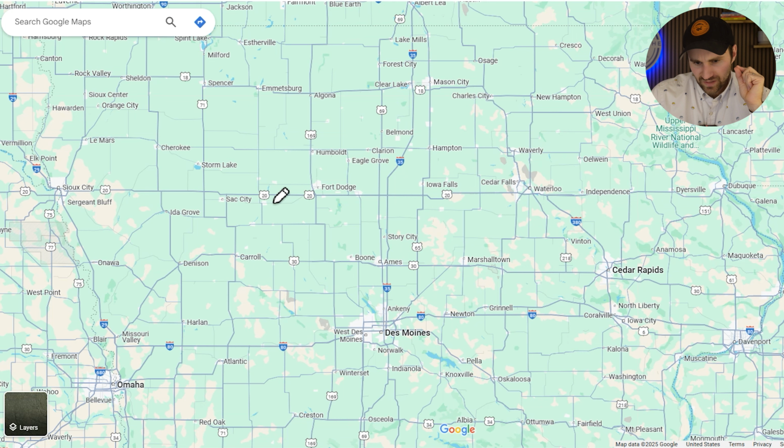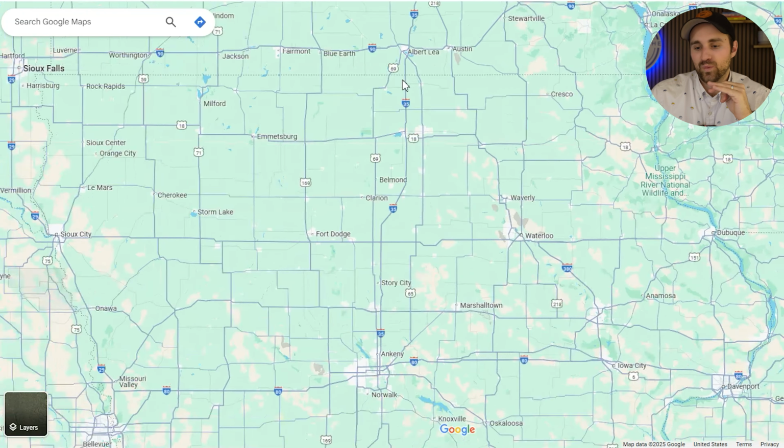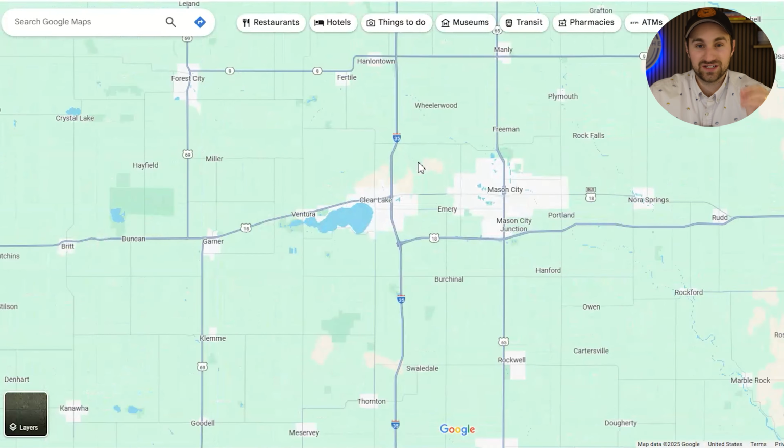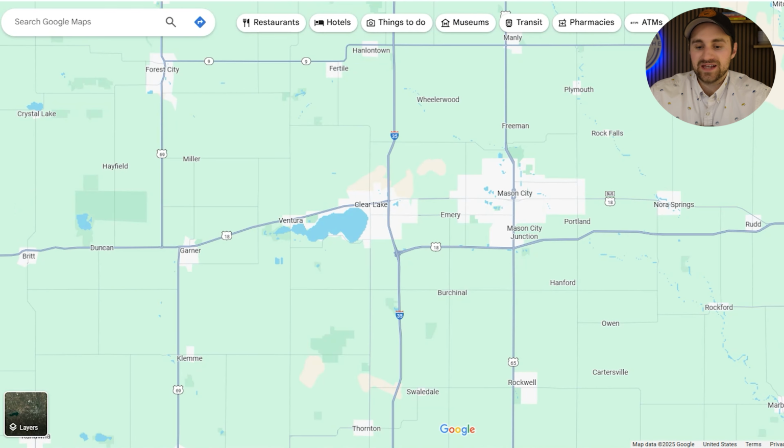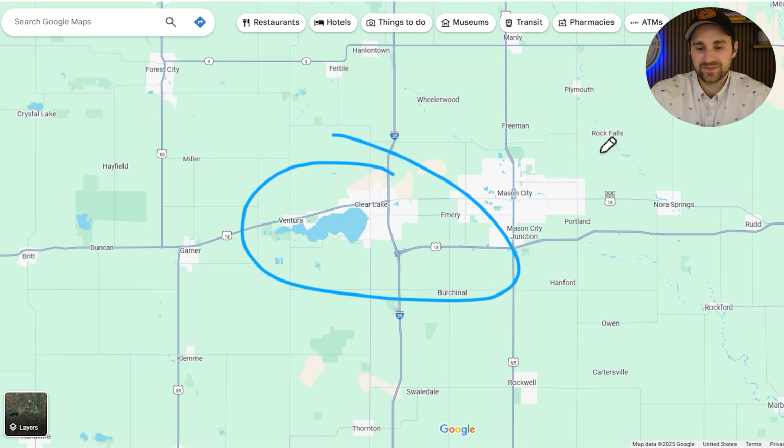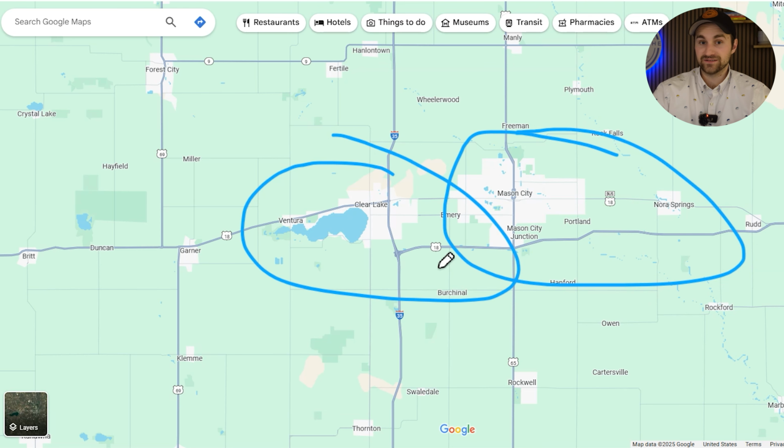Now, the thing I will say though, is that doesn't mean that's everything that's there. Not everything there is just agriculture. One place that gets brought up a lot on this channel is Mason City. If I zoom in here, and Clear Lake. Mason City and Clear Lake, for some reason, the viewers of my channel love going here.